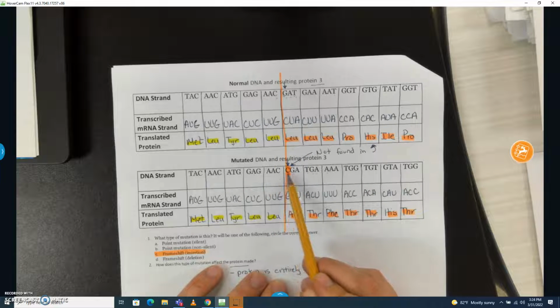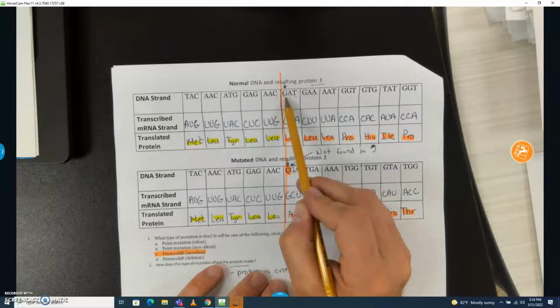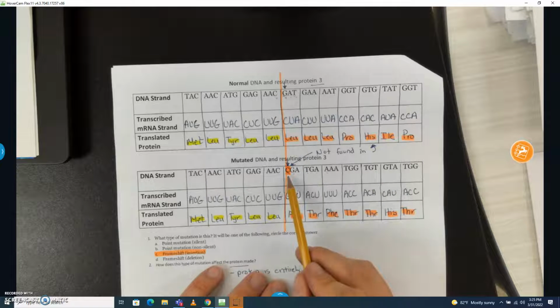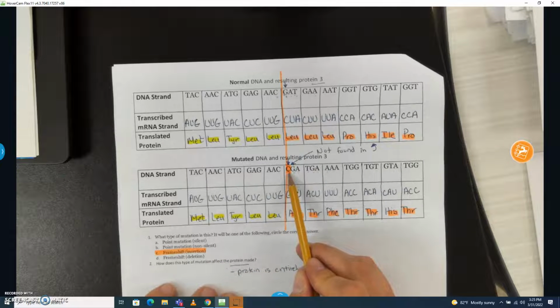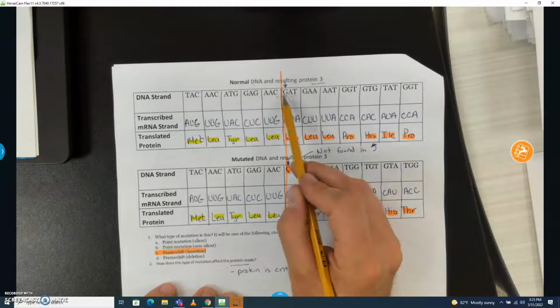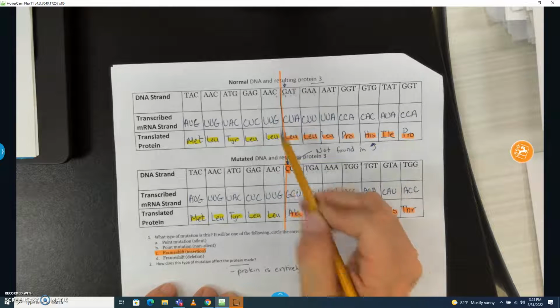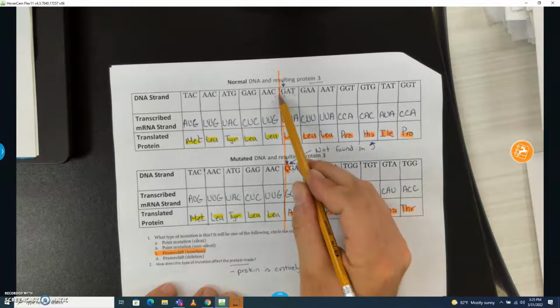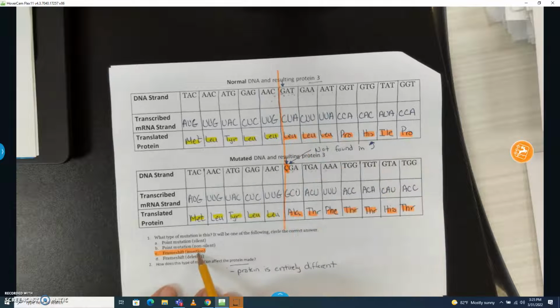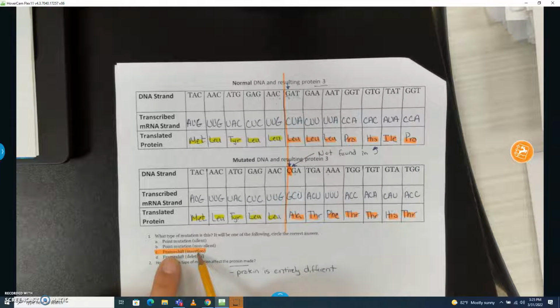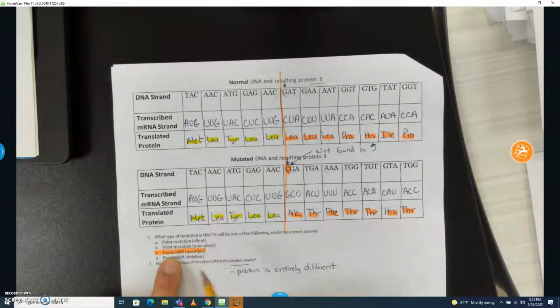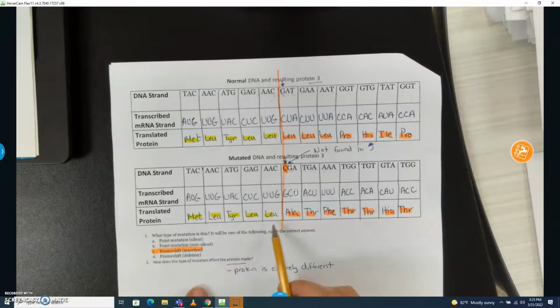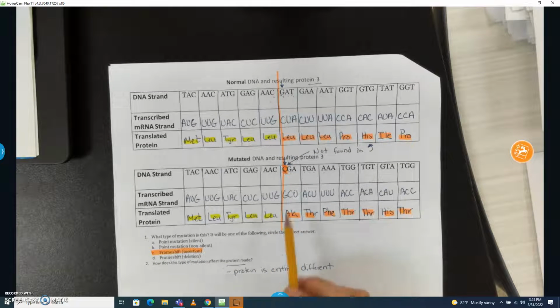Looks like there are two C's there, when up here there should only be one. This C got added in. This C does not exist up here. This one does, but not this one. This is an insertion, which is another type of frameshift mutation. As we can see, the protein made is completely different from what it should be.